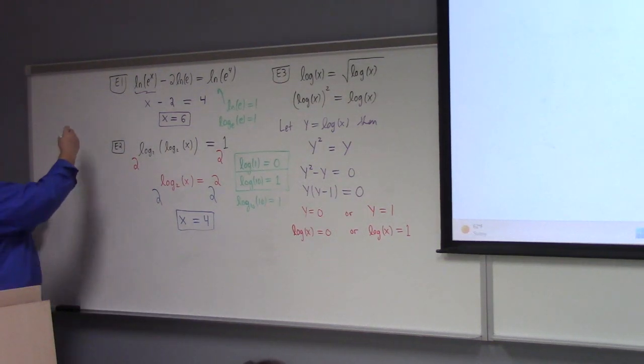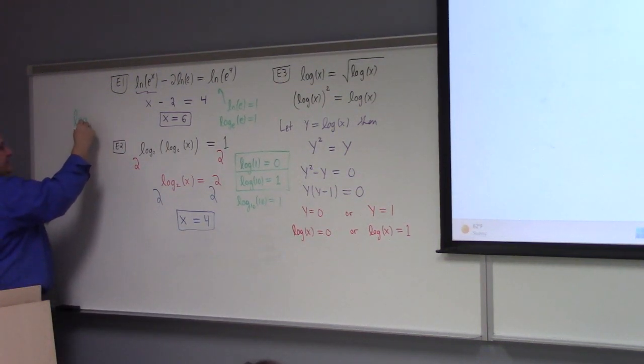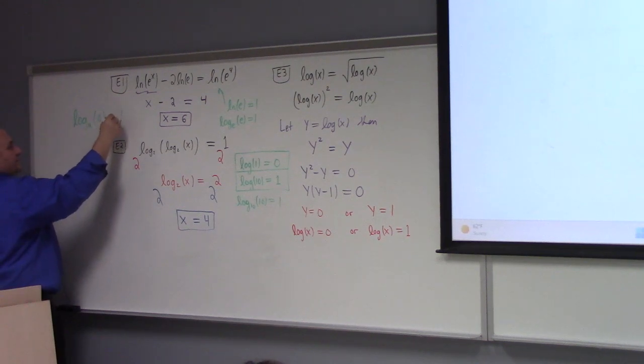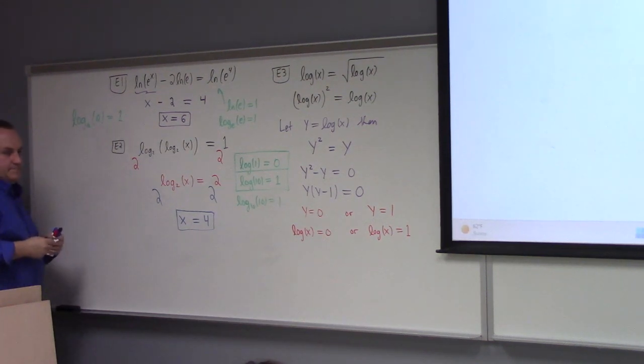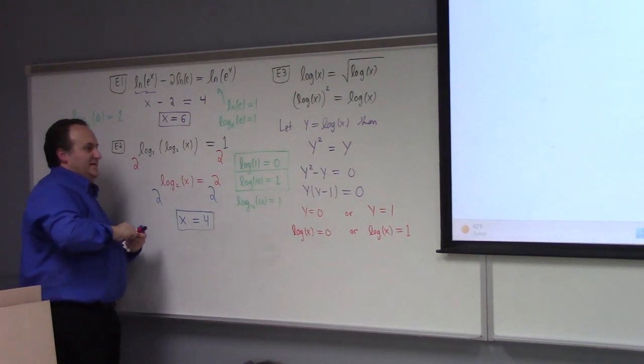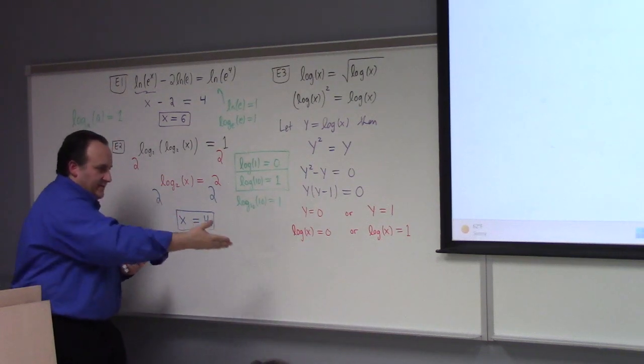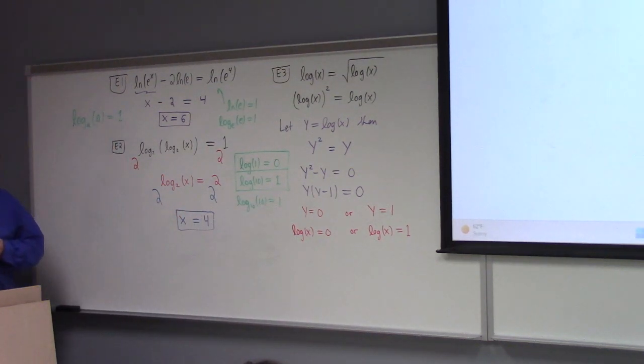Generally speaking, log base a of a is 1. So if you know what I just boxed in green, you can just tell me what the solutions are. What are they? For the left one, x equals 1.